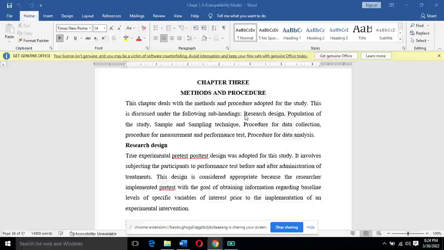Depending on your research, the design can be cross-sectional, it can be experimental, as I've said, or it can be a survey research design. So here you are going to state the type of research design you want to use for your study. It has to be stated appropriately.